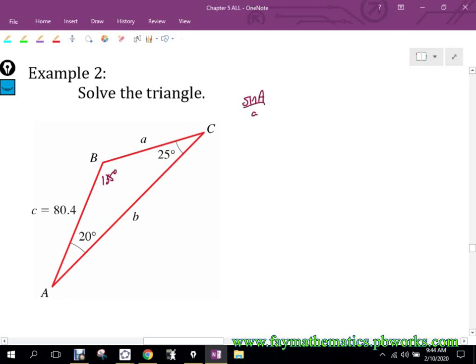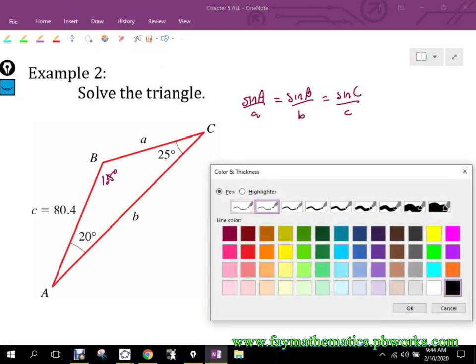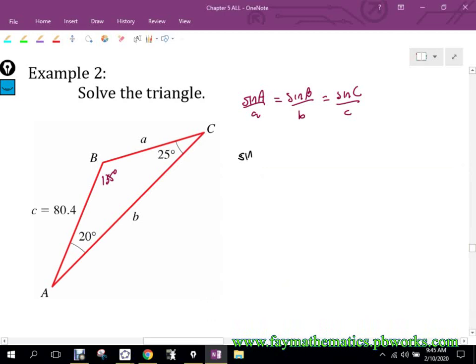This is what I like to do. Obviously, we know sine of A over A equals sine of B over B equals sine of C over C. Just to give you a couple different ways that you can organize your work. If I write all three of those ratios, you should be well on your way to coming up with the two equations to use to solve. So if I go sine of 20, what should pair with 20? Okay, so sine of 20 over A, sine of 135 over B, sine of 25 over 80.4.